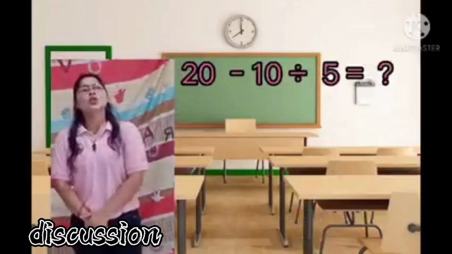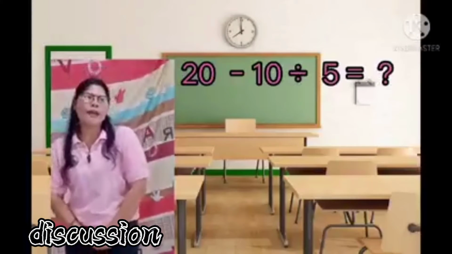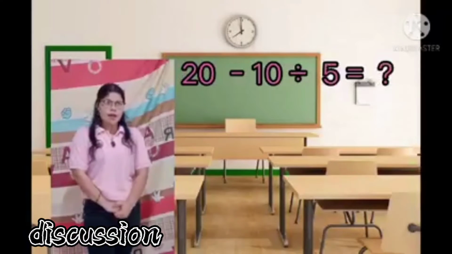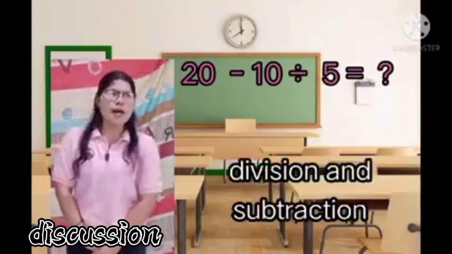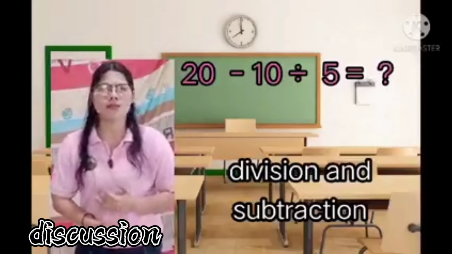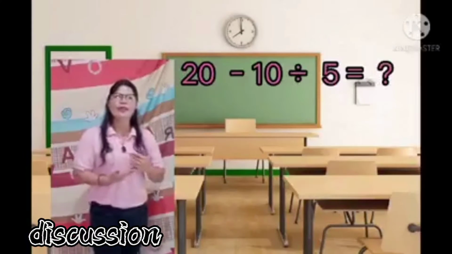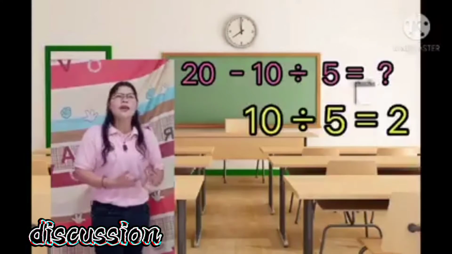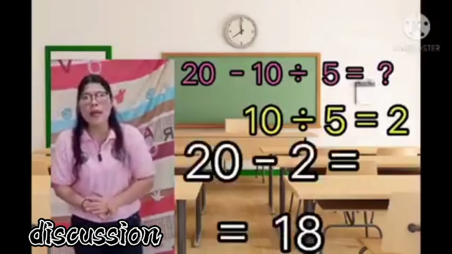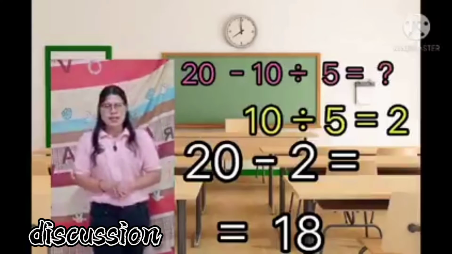Another example, 20 minus 10 divided by 5. So the division is first before the minus or the subtraction. So we are going to simplify first the 10 divided by 5 equals 2. And next is the number 20 minus 2 equals 18.